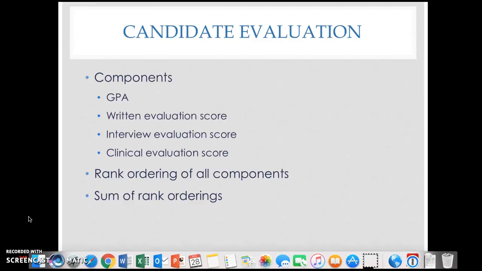Then we rank order all the components. Keep in mind that rank order means that the highest evaluation score on the application would be rated number 1, and the lowest score would be rated whatever the bottom number is, whatever the number of candidates are. So if there are 18 candidates, then ranking number 1 would have the highest score, and ranking number 18 would have the lowest score. And then we add up all of those rankings.